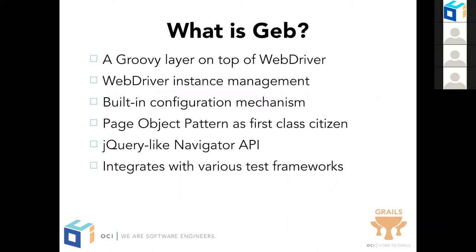It has a built-in configuration mechanism. It is implemented as a Groovy config script, which you might be familiar with from earlier versions of Grails. And you can configure things like, for example, a base URL of the tested application in that config. Probably the most important part of Geb is the fact that page object pattern is treated as a first-class citizen.